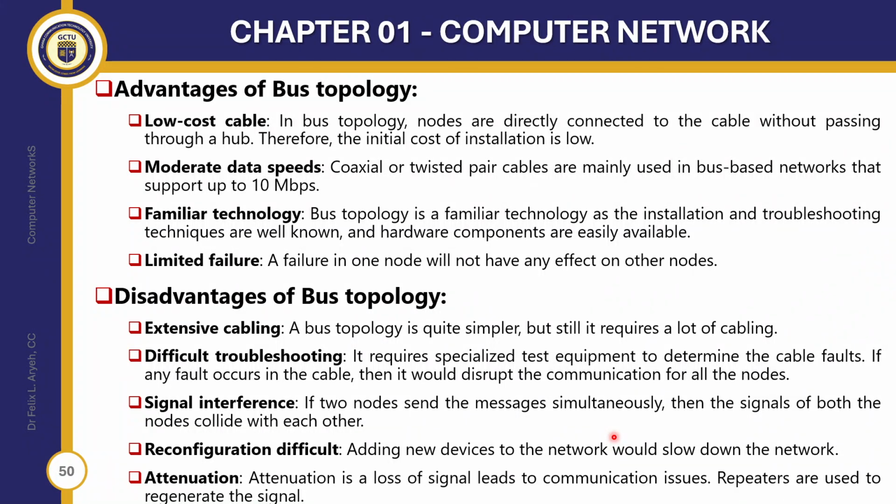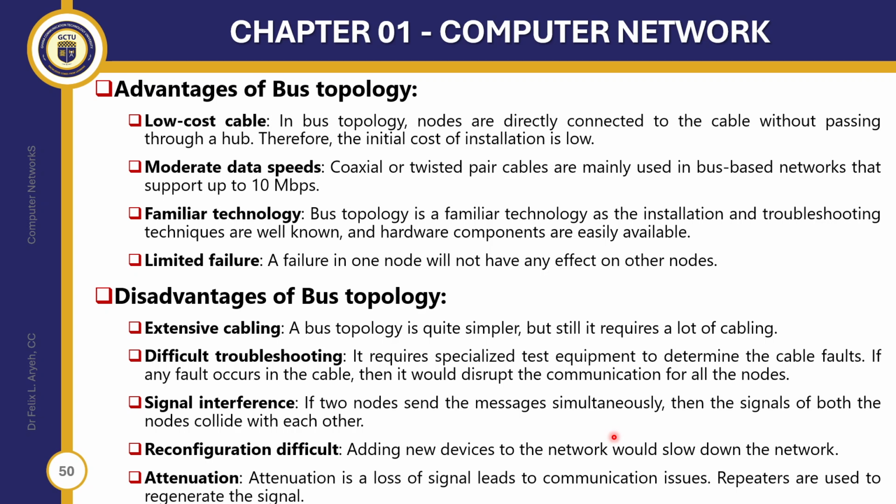So the advantages of the bus topology: low cost cable, moderate data speed, familiar technology, limited failure. These are quite self-explanatory, and I would want you to go through them. And of course, there are disadvantages to the bus topology too. A typical example is what I talked about: if there is a break in the network, it affects the other computers.